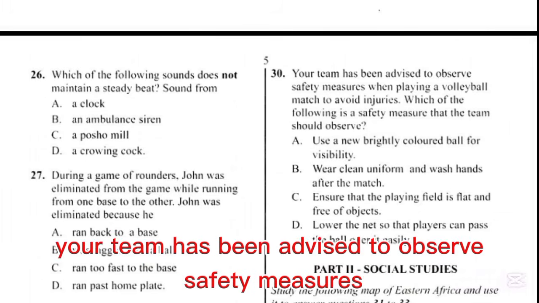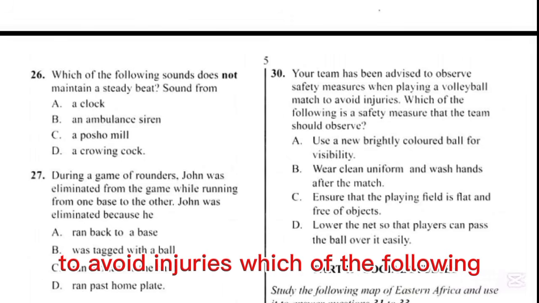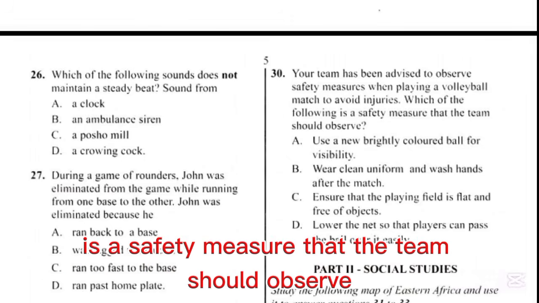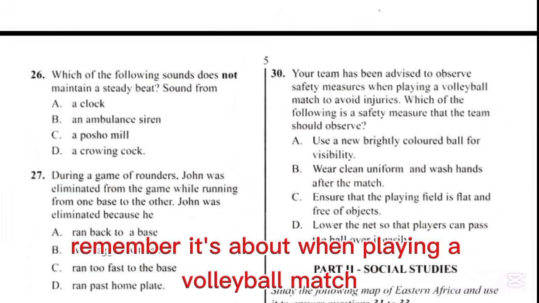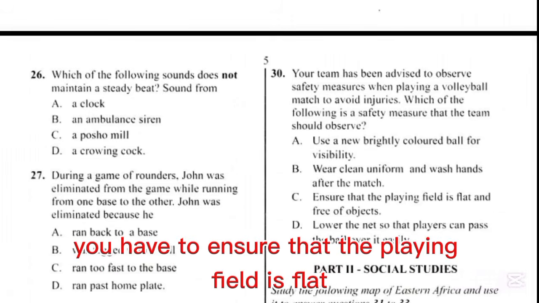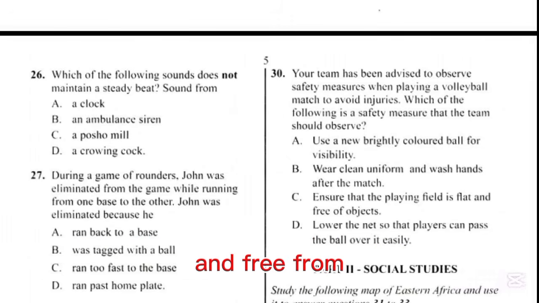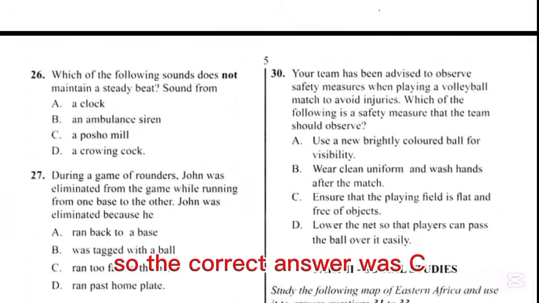Question 30, the last one. Your team has been advised to observe safety measures when playing a volleyball match to avoid injuries. Which of the following is a safety measure that the team should observe? So safety measures when playing, remember it's about when playing a volleyball match. So when playing the volleyball match, you have to ensure that the playing field is flat and free from objects that may end up harming the players. So the correct answer was C.